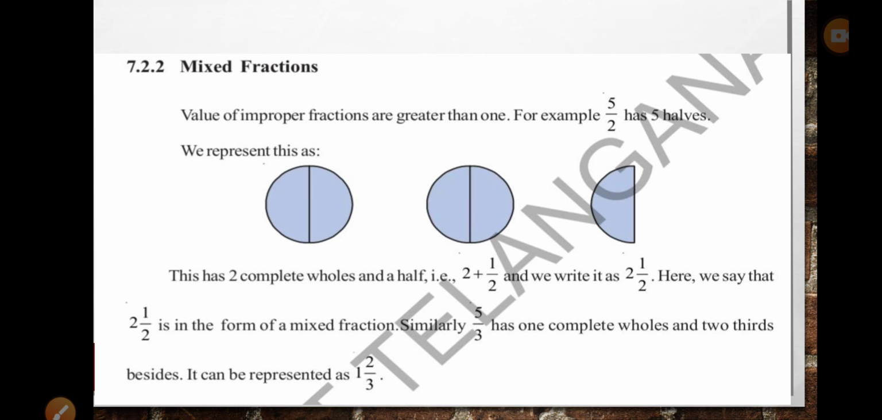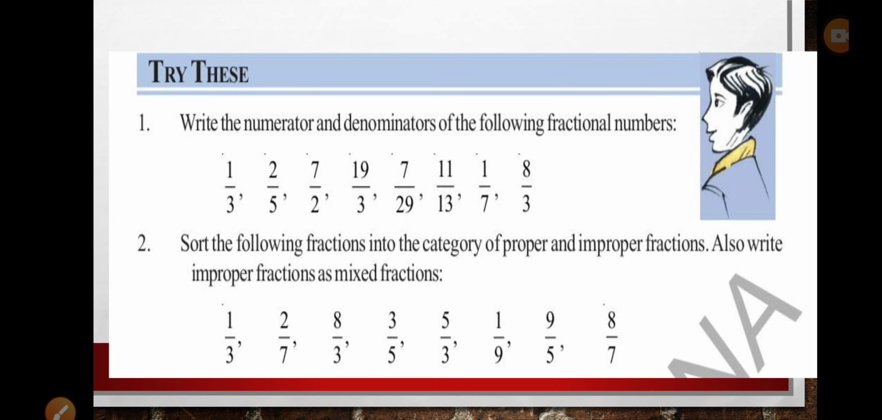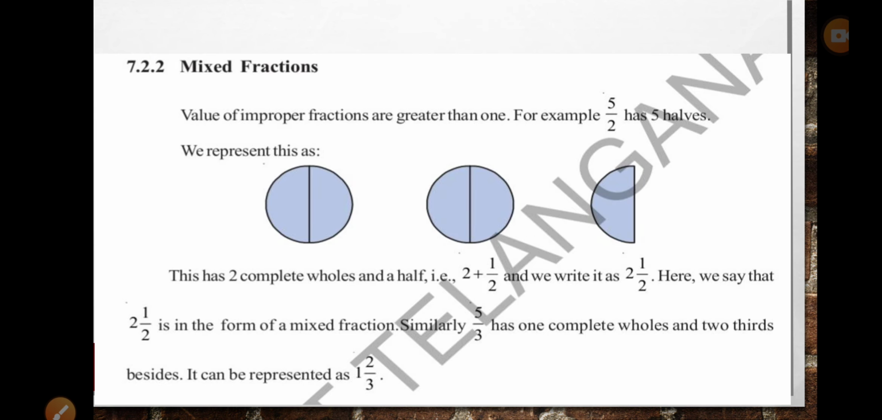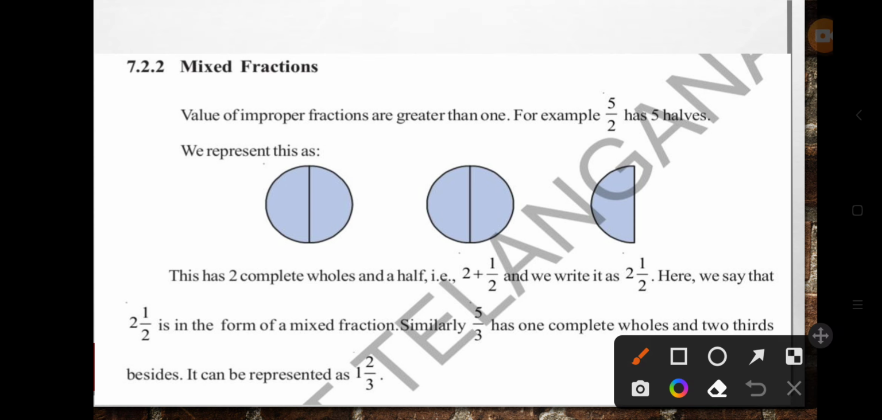Next, mixed fractions. The value of an improper fraction is greater than 1. Already we know this is very, very important. Which fraction's value is greater than 1? Then we have to say that the improper fraction value is greater than 1. It's a very, very important point.